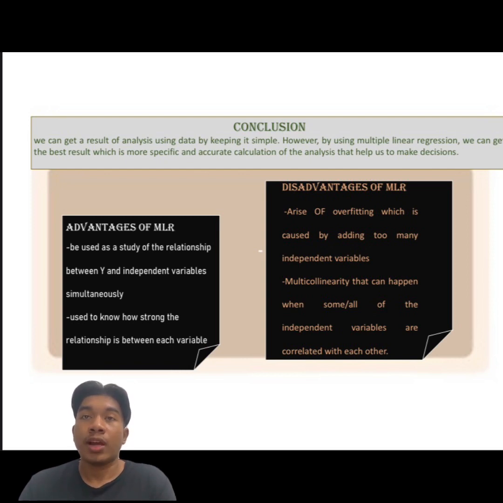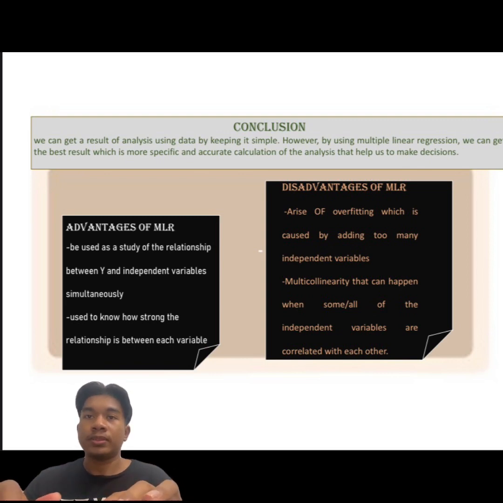2212400351. Today I would like to talk about the conclusion and explain the advantages and disadvantages of multiple linear regression, MLR. In conclusion, both simple linear regression and multiple linear regression have their own advantages and disadvantages. With simple linear regression, we can get a result of analysis using data by keeping it simple. However, by using multiple linear regression, we can get the best result, which is more specific and accurate in the calculation of the analysis that helps us to make decisions.